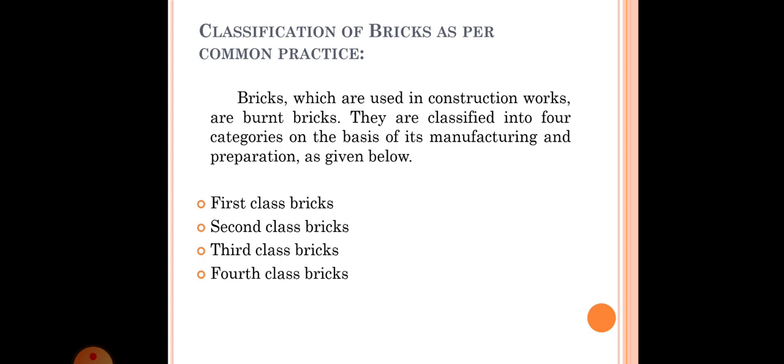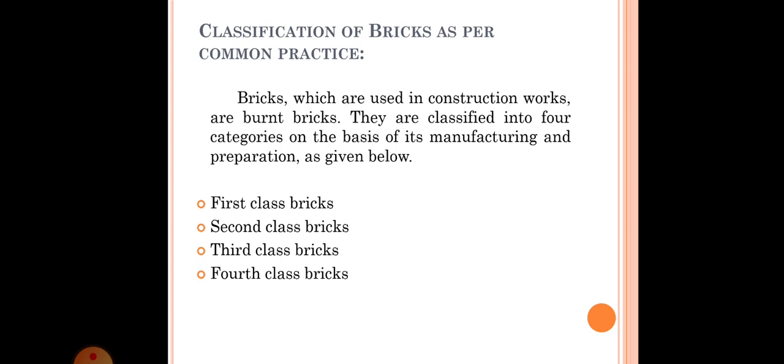So first class bricks are bricks which are table molded and of standard shape, and they are also burnt in kilns. Here the surface of the bricks as well as the edges of the bricks are very sharp. It is square in shape, with perfect smooth texture, and it will be straight. We can say that it complies with all the qualities of a good brick.